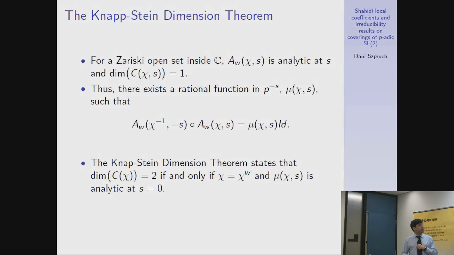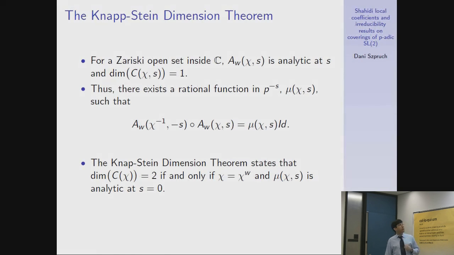The Knapp-Stein dimension theorem tells us that the commuting algebra will be more than one-dimensional, namely 2, if and only if chi is symmetric, is invariant under W, and mu is analytic at s equals 0. So the whole question of reducibility, once you hit on a candidate, is to compute this function, to find its poles.